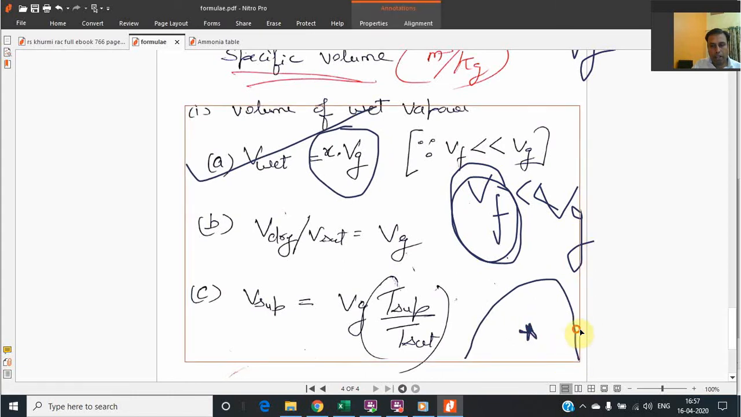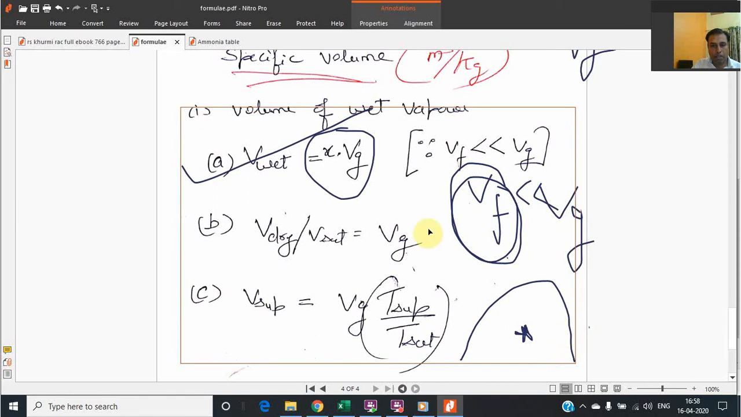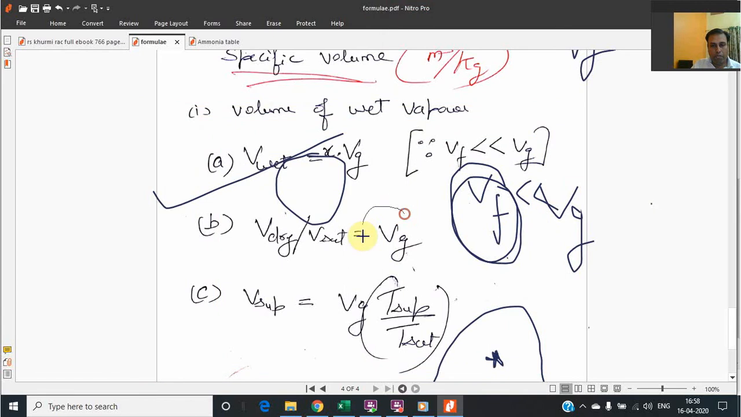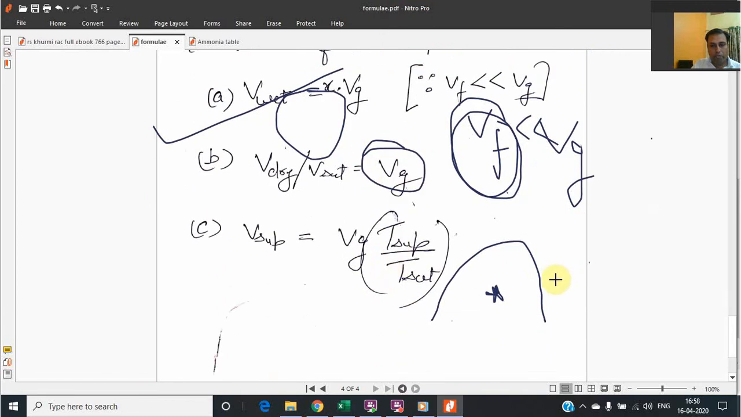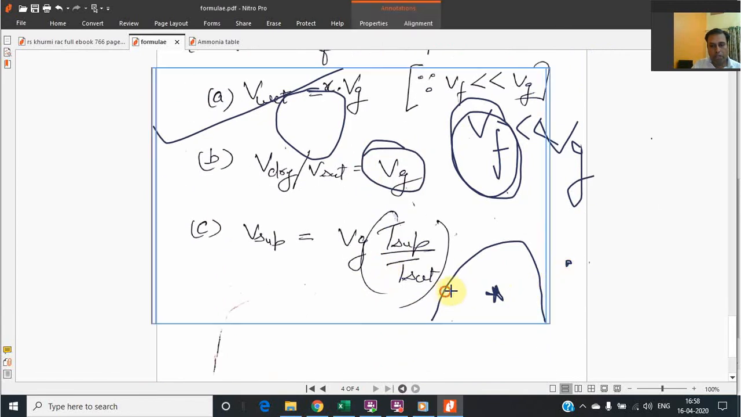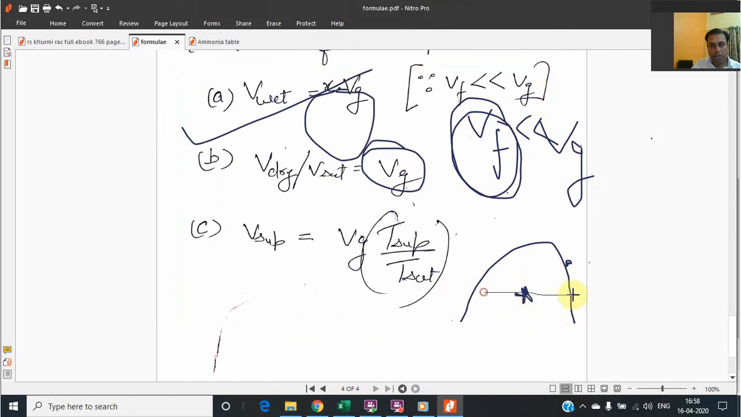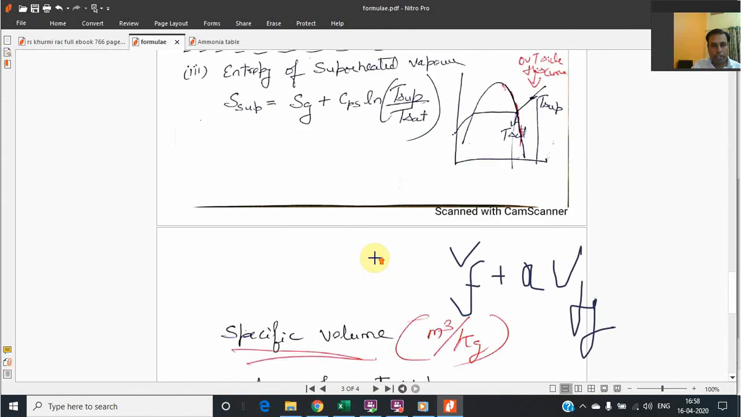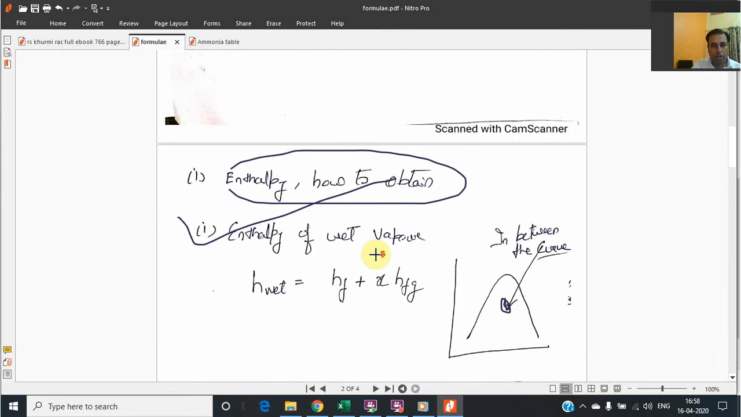If the point lies on the curve, then it will be direct VG. And if the point is beyond this curve, somewhere over here, then what we will use, this is T sup and this is T sat, VG times T sup upon T sat we will use. This is the basic you should know, because the formulas for three data are given.